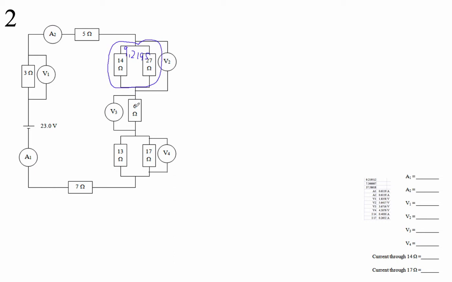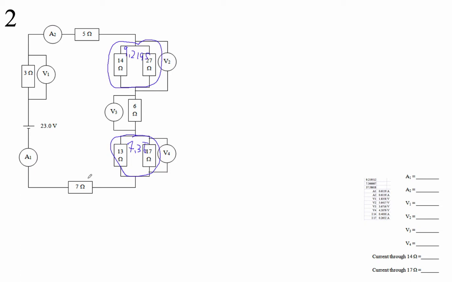Then we have a 6. Then we have a 13 and 17. These guys are parallel, right? So that's going to be 1 over 13 plus 1 over 17. In my calculator, I go parentheses 13 to the minus 1 plus 17 to the minus 1, end parentheses to the minus 1. And that is 7.366 ohms.